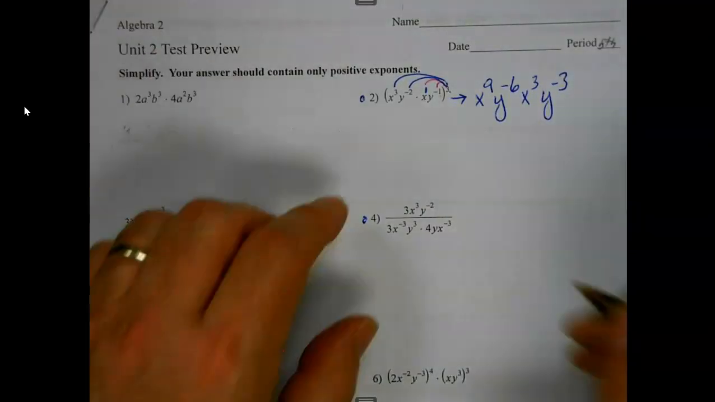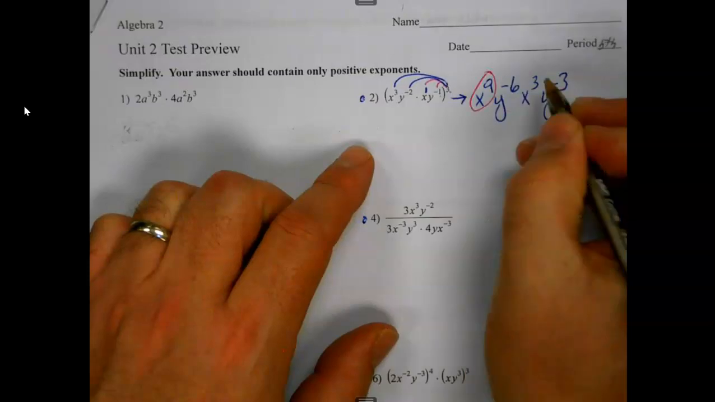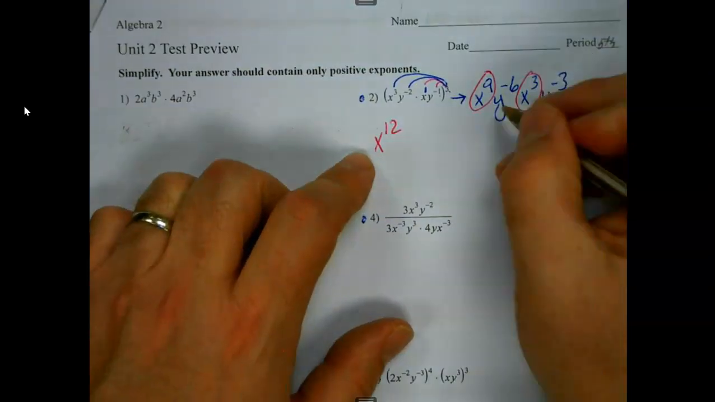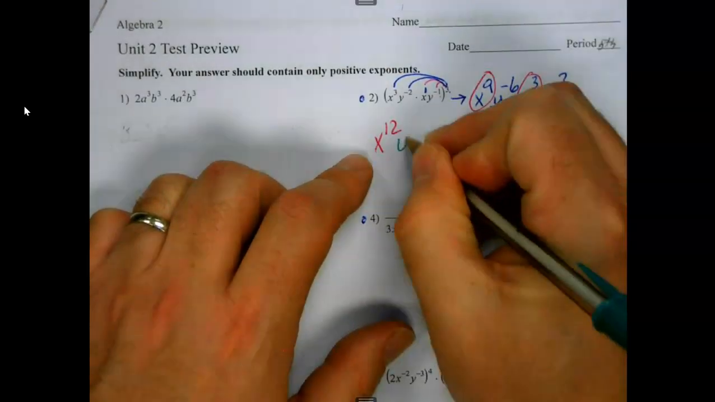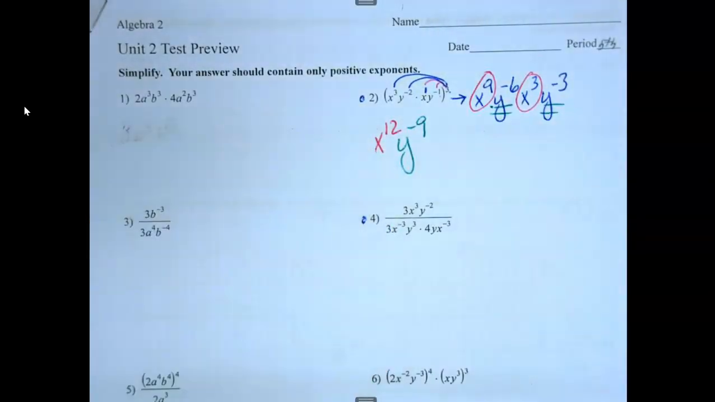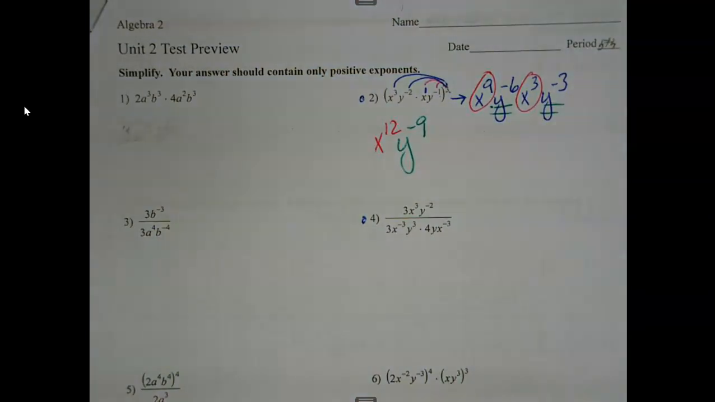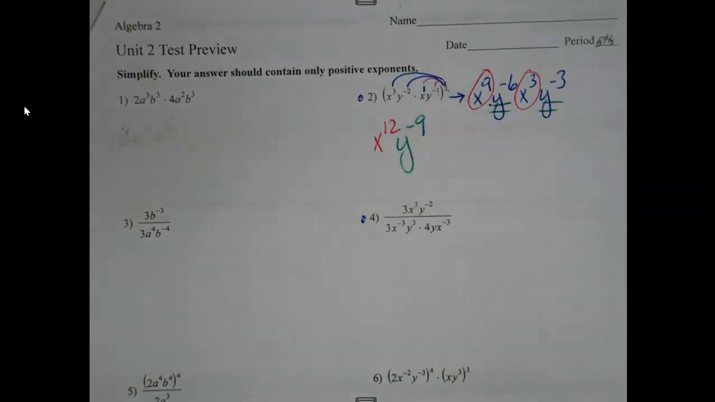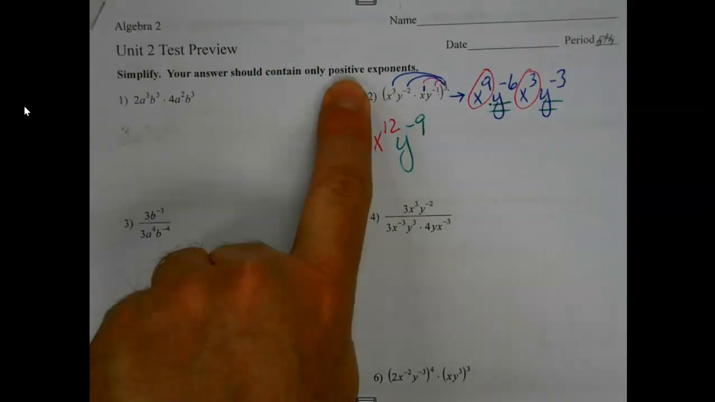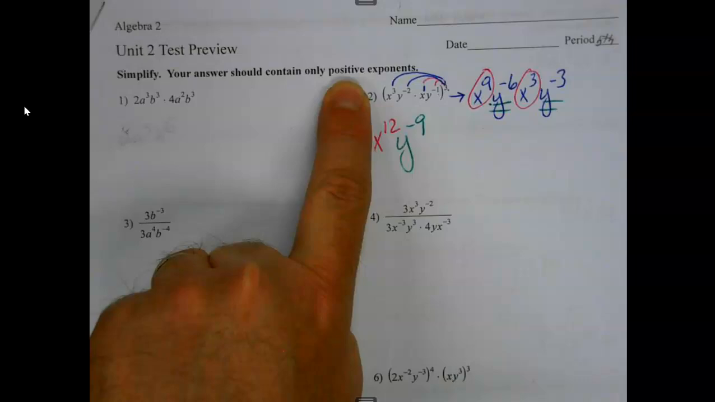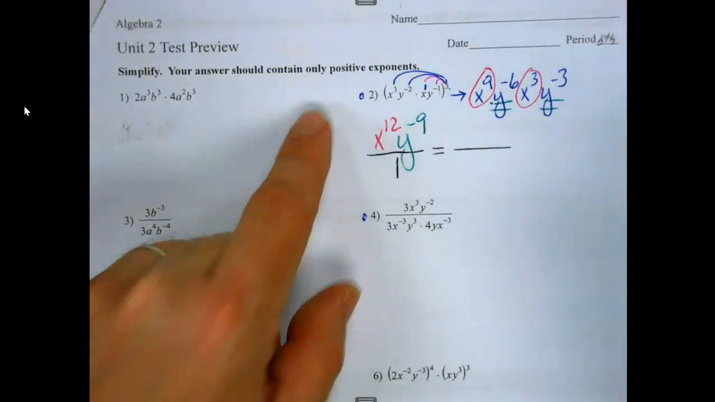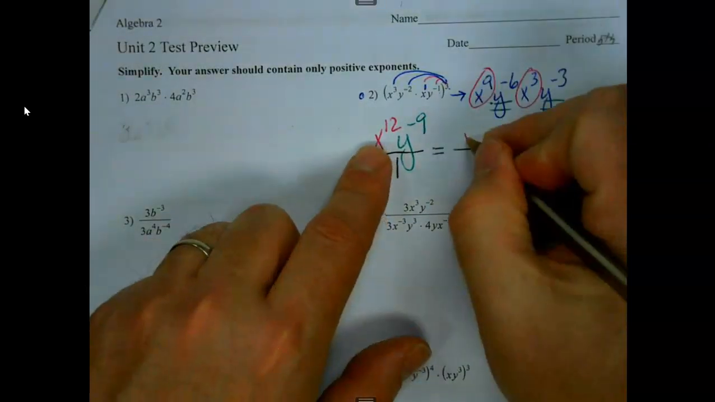So if I do that, so here's my x's, I'd add my exponents. Here's my y's, I'd add my exponents. Always think about money. If I owe somebody $6 and I borrow 3 more, now I owe them 9. But your answer should only contain positive exponents. So I got one more piece to play with here. X to the 12 is positive. Okay, we're happy with that.